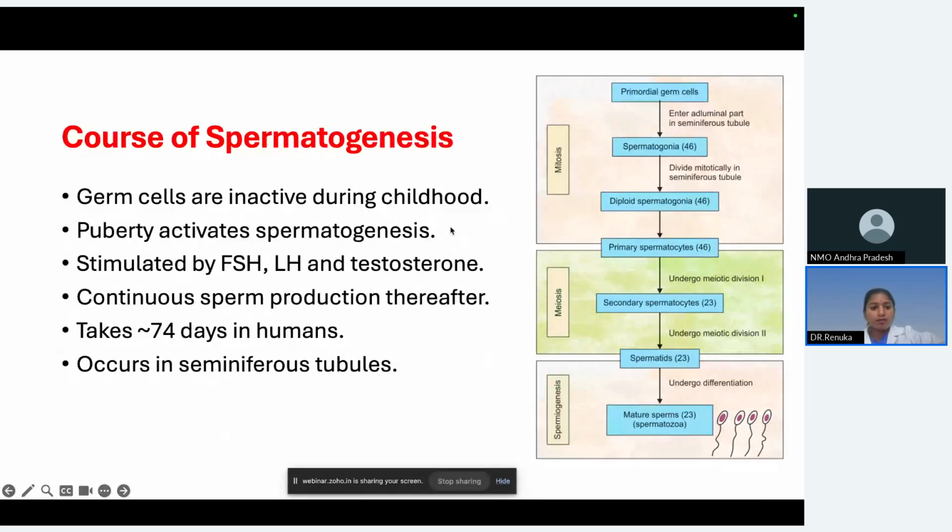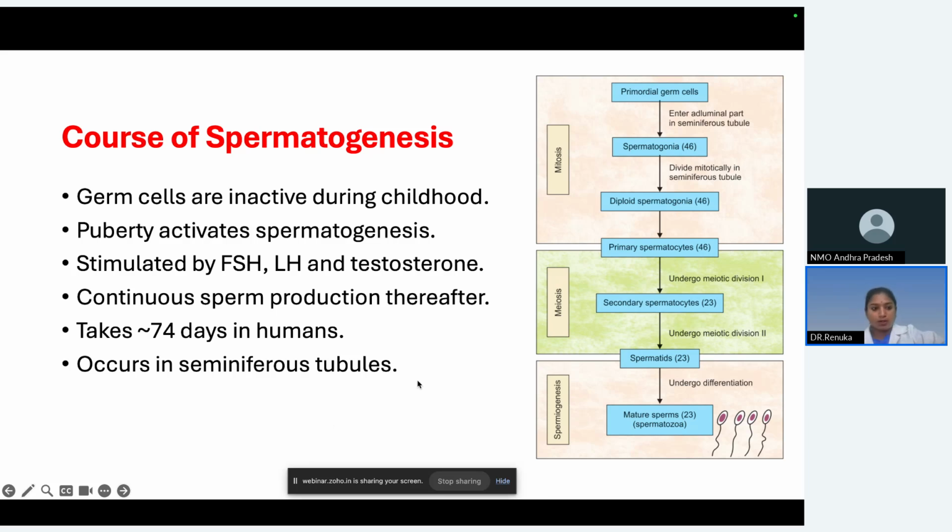Course of spermatogenesis. Germ cells are mostly inactive during childhood, as we already discussed. Puberty activates spermatogenesis. Why? Because of the presence of hormones. What are those hormones? FSH, LH, and testosterone. Once puberty has started, due to these hormones, sperm production continues throughout life afterwards. It takes approximately 74 days in humans to complete spermatogenesis. It occurs in the seminiferous tubules.